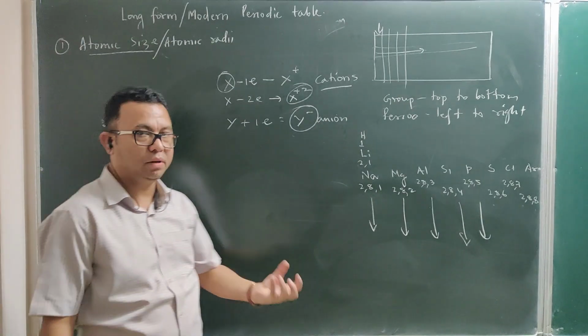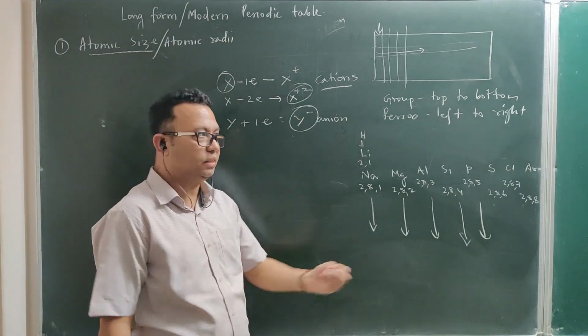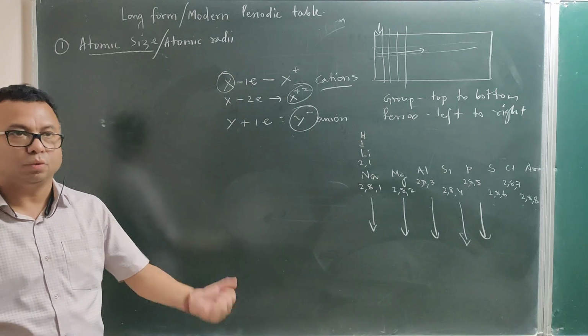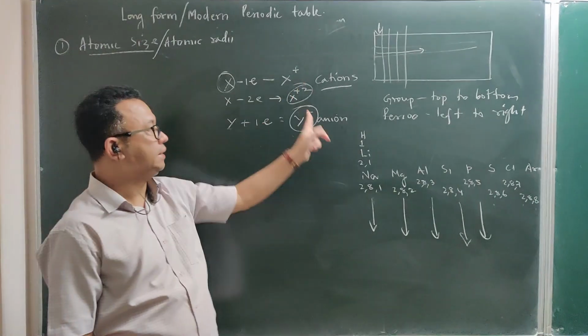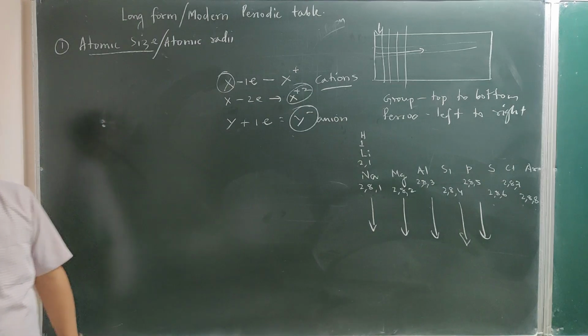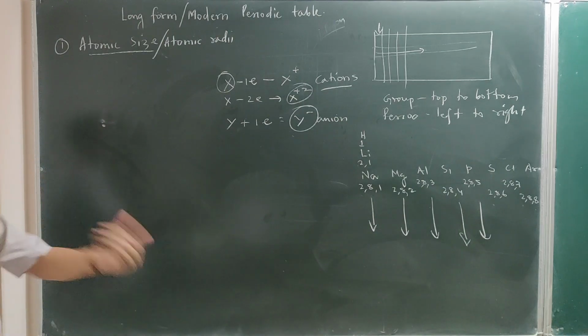Now when I say stable configuration, they have the configuration of 8 on the outermost shell, or in some cases they will have the duplet configuration of 2. That is what is said to be the most stable. And cations and anions, they are stable. And if cations and anions are stable, then we say that that stability is attained by either loss of electrons or gain of electrons.